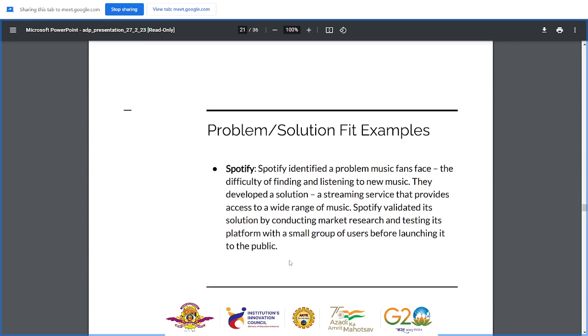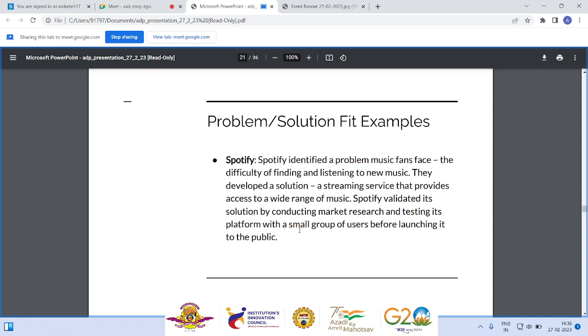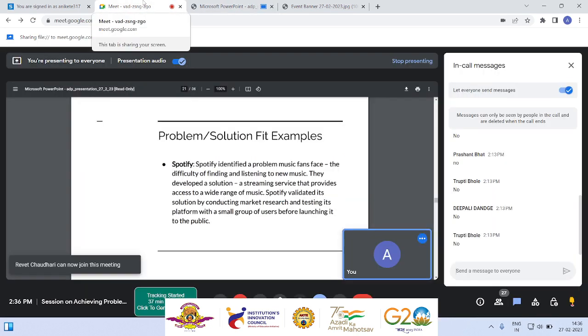So what are the examples of it? So Spotify. Now, is there anyone who uses Spotify? You can raise your hand. Anyone who has used Spotify or is using Spotify? What is it?